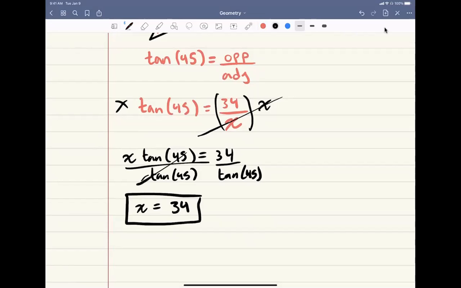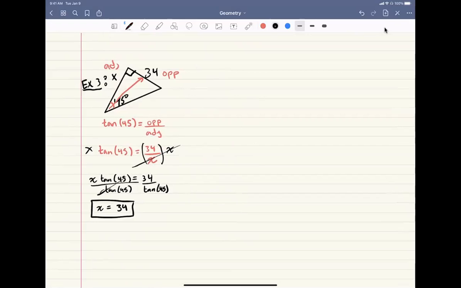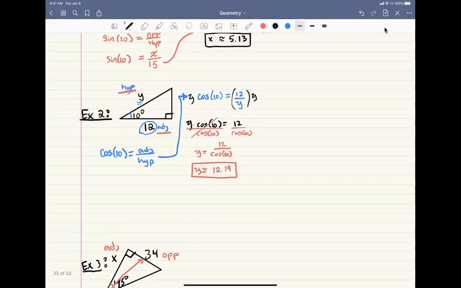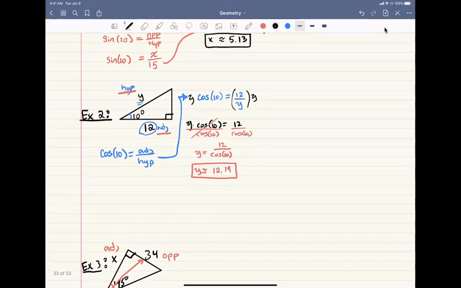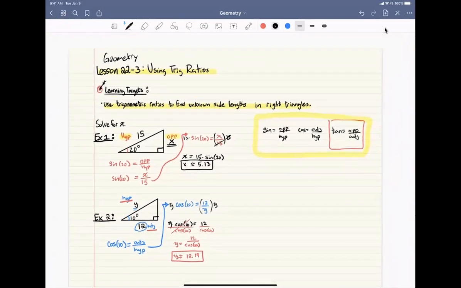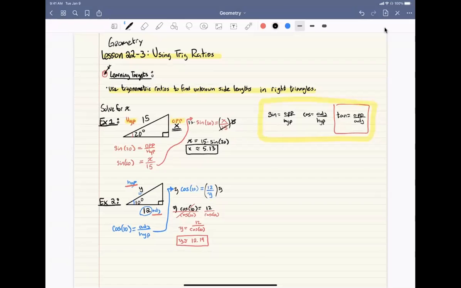Okay. And that's it. That's how you solve these problems. It just depends on what you're given and what you're looking for, right? So we're looking for the adjacent side and we're given the opposite. That means we're going to use tangent. If you're given adjacent and hypotenuse, you know that involves cosine. And if it involves the opposite and the hypotenuse, that is sine. And that's basically how you solve these problems. It shouldn't be too hard.